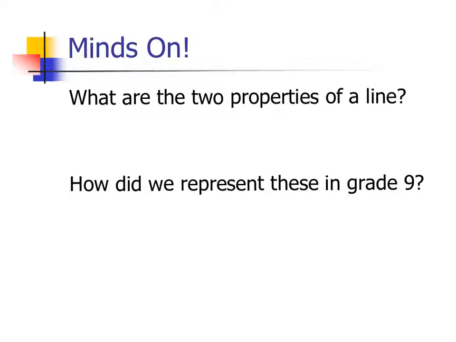So we're going to start back in grade 9 when we were talking about a line, because that's what we're doing today, lines. If I were to ask you what are the two properties of a line, can you remember? And of course, if you said position and direction, you're correct. So the two properties of a line are position and direction.